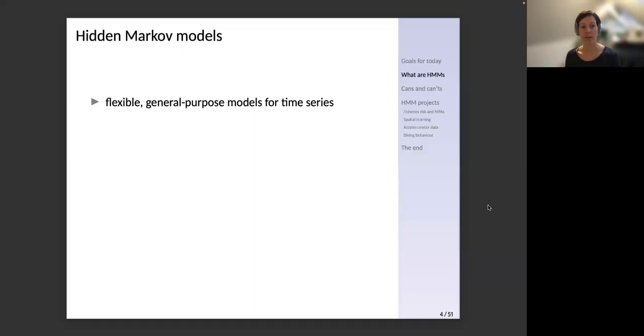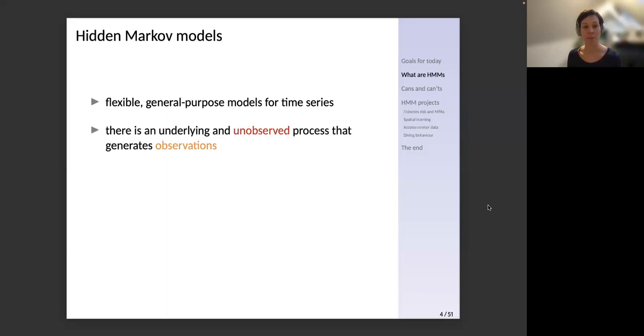Okay, so hidden Markov models are flexible general purpose models for time series. They're not something that's used exclusively for animal movement modeling. They are used in all sorts of kinds of areas of research. So what's different about a hidden Markov model compared to, say, a regression model is that we're assuming that there's this underlying unobserved process that generates observations. So we have observations, and what we want to get at is this unobserved underlying process.